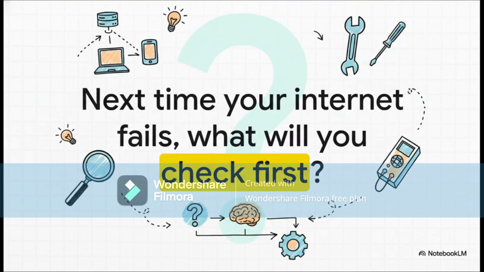So there you have it. You're not just a user anymore, you're a network detective. You have the tools and you have the knowledge. So the next time your internet cuts out, you're not going to be guessing anymore. You're going to be solving the case.